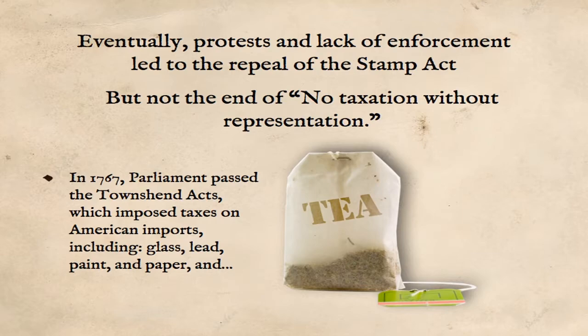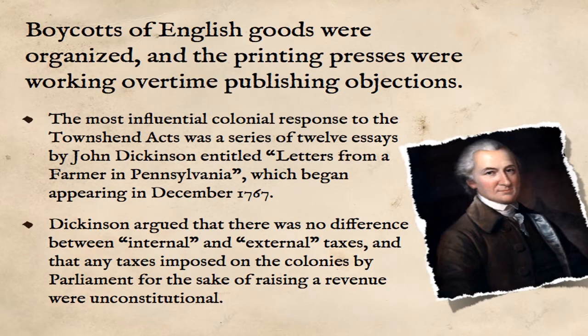So instead of taxing paper goods, or certain paper goods, newspapers and stuff like that, they decided to put more taxes on various other imports. So glass, lead, paint, certain paper products, not all paper products. All of those things, again, had to be imported from England or English colonies because we just didn't make them here yet. So like we do today, there were boycotts organized because people didn't agree with those practices. And there were a lot of objections going on, both in the press and in the streets.